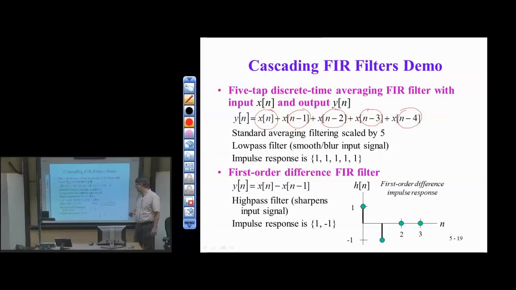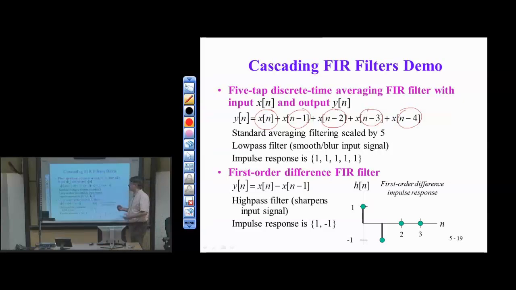It scales by 5. This is a low-pass filter, and we'll see that in image processing, this corresponds to a smoothing or blurring of the image. We'll see this visually in just a second. And the impulse response is just 1, 1, 1, 1, 1. Otherwise, it's 0. Now, in terms of magnitude response, we can go through the same procedure.